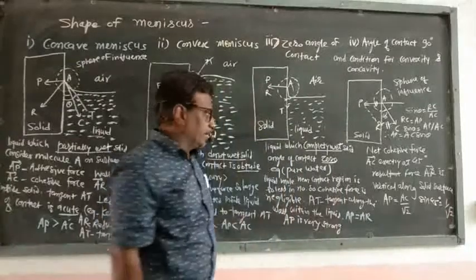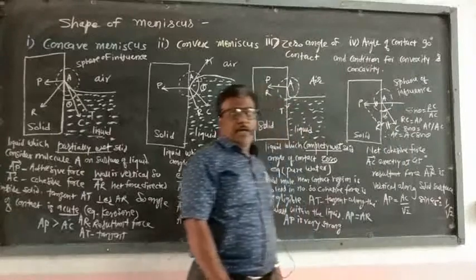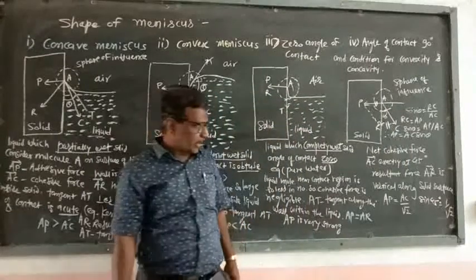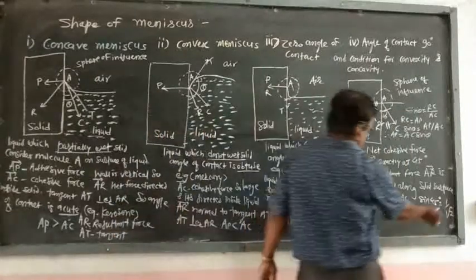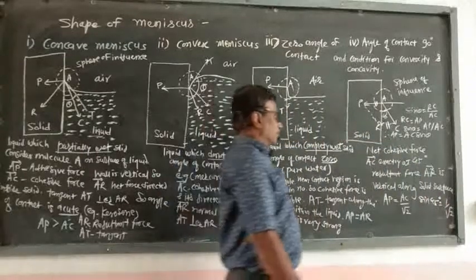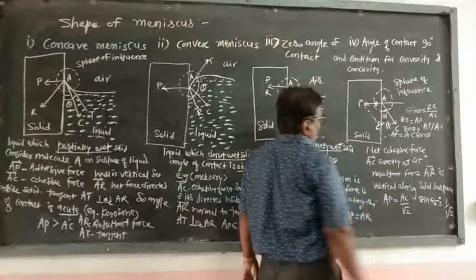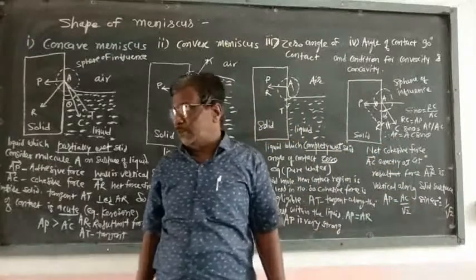But we know that the angle theta is equal to 45, and sin of 45 degree is equal to 1 upon under root 2. Now substitute this value here, we get AP equal to AC divided by root 2. So this is the condition.